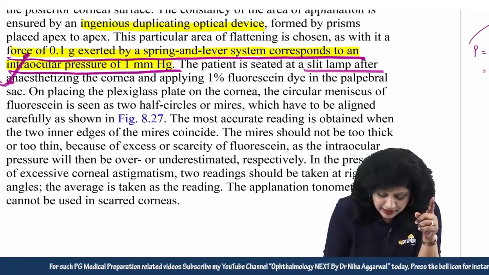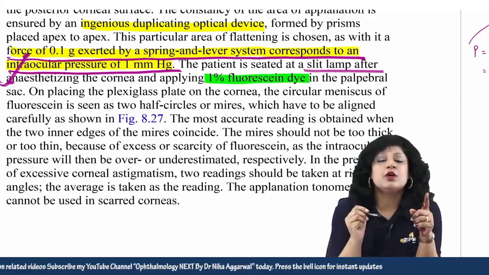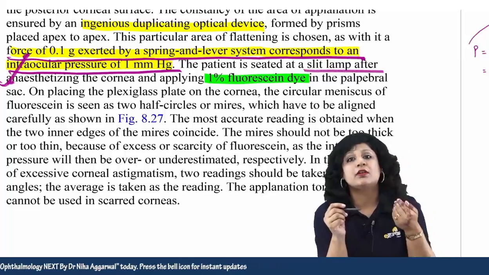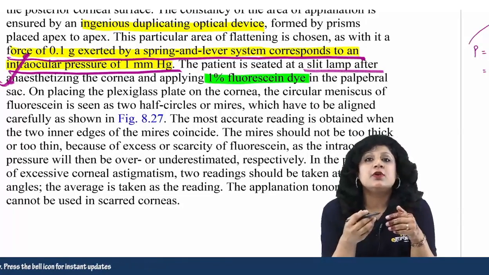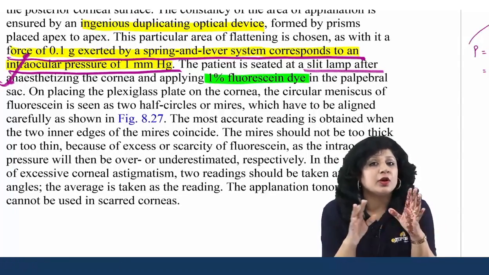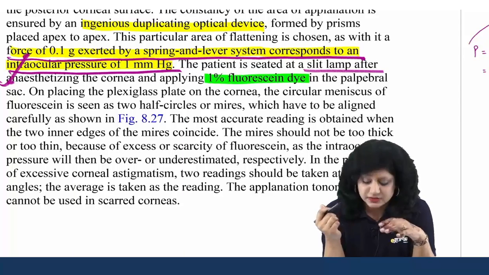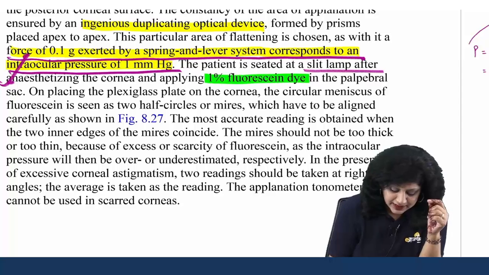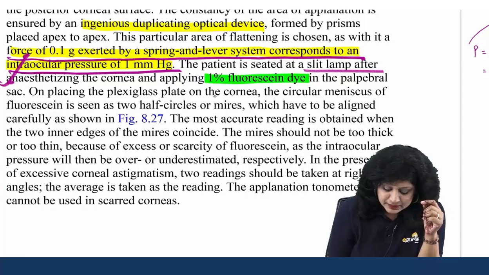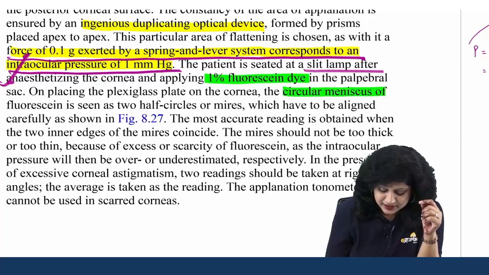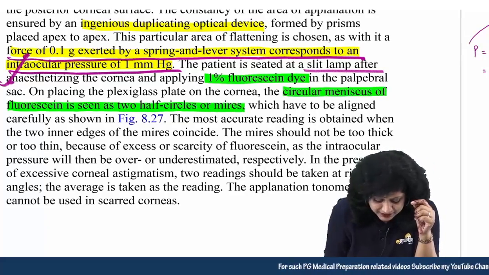You also require one more thing here, and that is 1% fluorescein dye. Because when you are applanating the cornea, you are not able to see the mires as the cornea is transparent. So I require the help of a dye. The dye I am using is 1% fluorescein in the palpebral sac. Now on placing the plexiglass plate on the cornea, the circular meniscus of the fluorescein is seen as two half circles or mires.